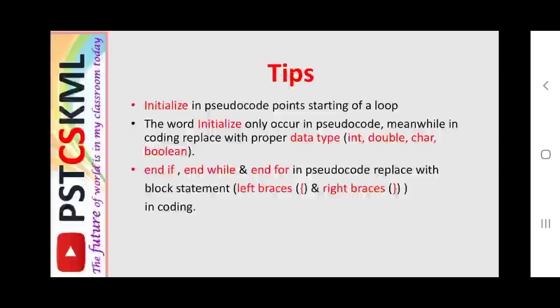Initialize in pseudocode points to the starting of a loop. The word initialize only occurs in pseudocode. Meanwhile, in coding, replace it with the proper data type such as int, double, char, or boolean. And if and while, or and for in pseudocode, replace with a block statement, left brace to start and right brace to end the looping.